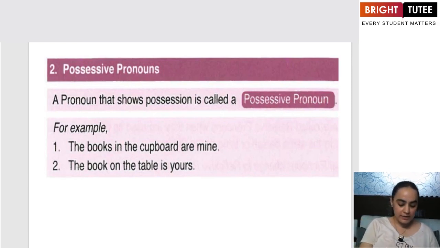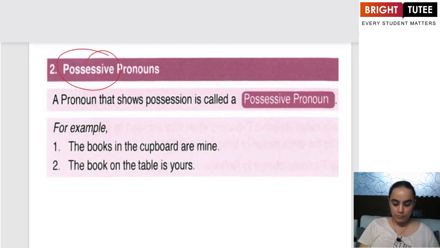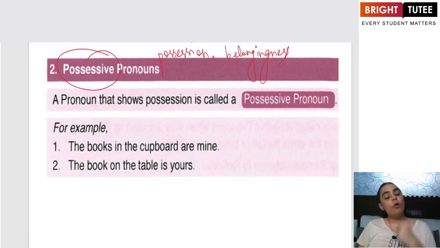Now the word possessive is derived from the word possession or belongingness. Something that belongs to you, something that is your possession, is what we represent with the help of possessive pronouns. So, possessive pronouns are those pronouns which depict a possession, which depict that something belongs to you.